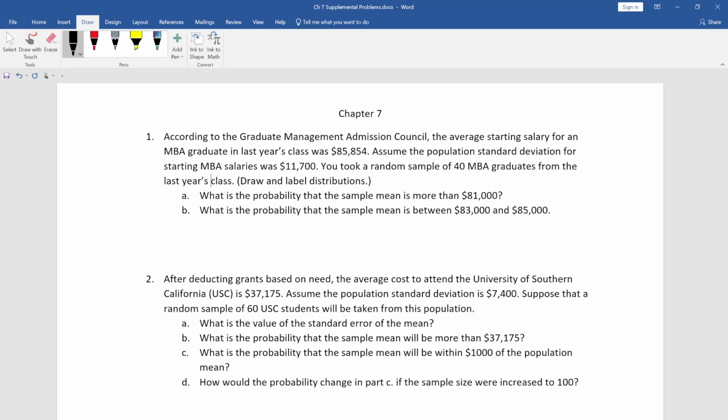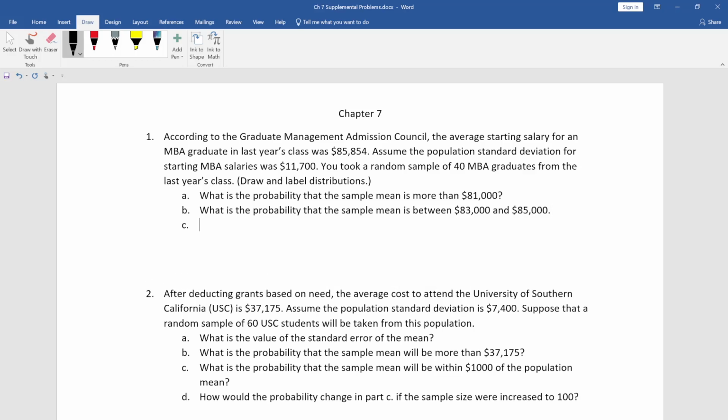For question 1, according to the Graduate Management Council, the average starting salary for an MBA graduate in last year's class was $85,854. Now that is your population mean. Assume the population standard deviation for starting MBA salaries was 11,700. You took a random sample of 40 MBA graduates from last year's class. A, what is the probability that the sample mean is more than $81,000?